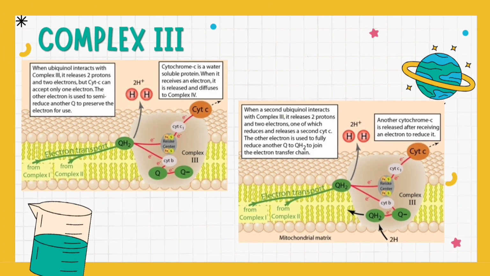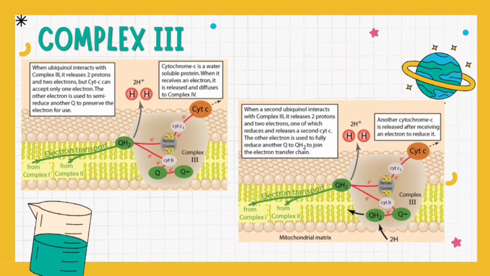In complex 3, electrons are transferred from ubiquinol to cytochrome C, releasing protons into the intermembrane space, while cytochrome C transfers electrons to complex 4, facilitating continued electron transport and proton gradient formation.